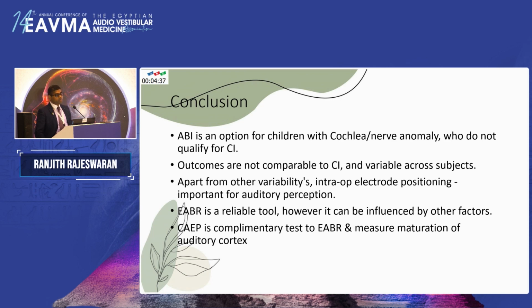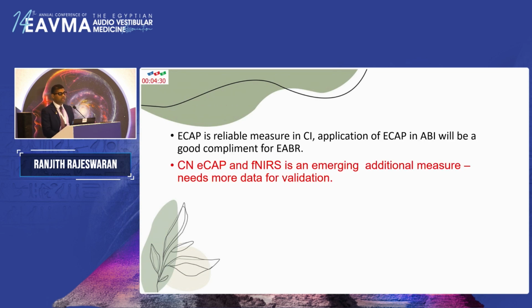Now, cortical auditory potential is a complementary test to EABR and measures the maturation of the auditory cortex, which can also be used. Now, ECAP is a reliable measure in CI. Application of ECAP in ABI will be a good complement for EABR in the future. So, the most important for the future is cochlear nucleus ECAP, and fNIRS is an emerging additional measure. Need more data for validation.